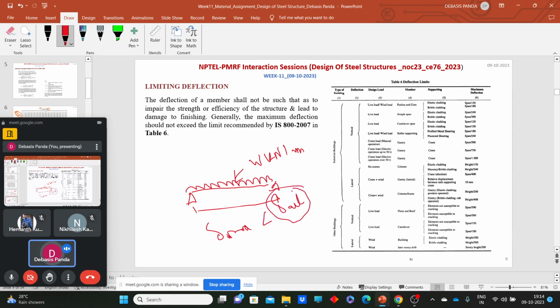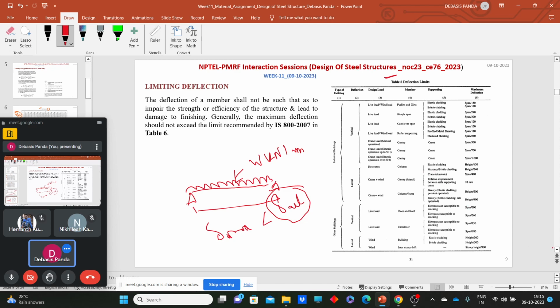Now how can we calculate the maximum allowable deflection limit? From table number 6, right? So here you can see for different kinds of members, and for different buildings also, we can easily find out what should be the allowable value of deflection limits.